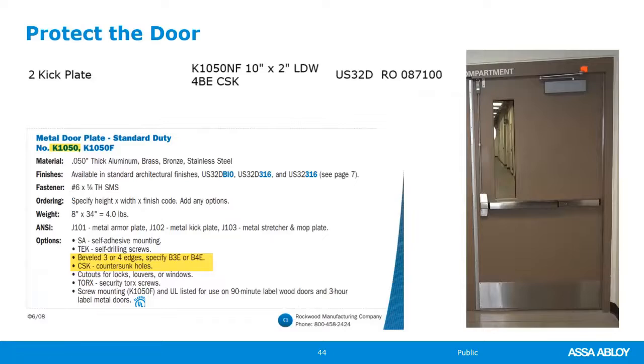The kick plates, sometimes on double egress doors, you'll put kick plates, you'll have 4 kick plates instead of 2. If this were a wood door and in a more aesthetic spot, it might make sense to put kick plates on both sides. There's nothing wrong with that. That is an option. This is on the first floor, so they didn't feel that it was necessary.